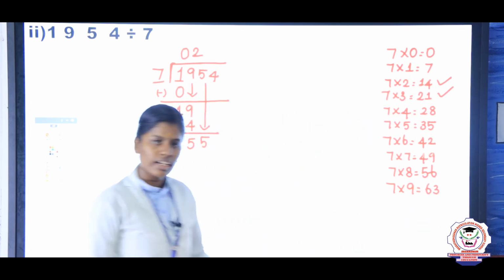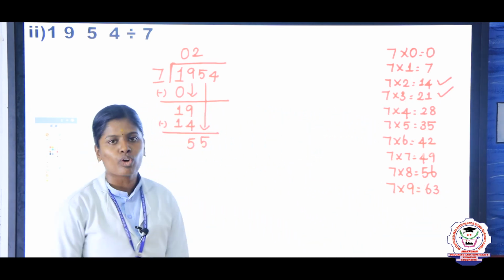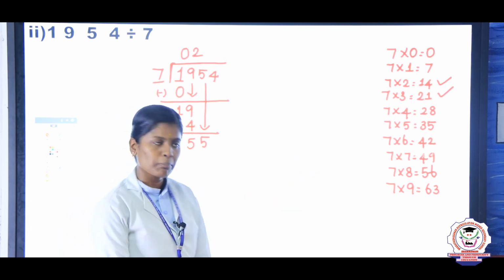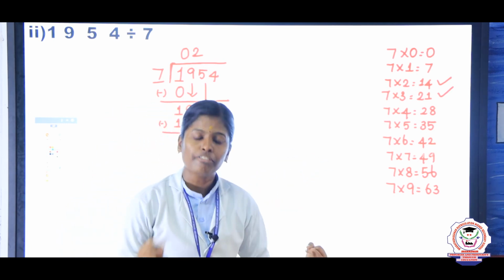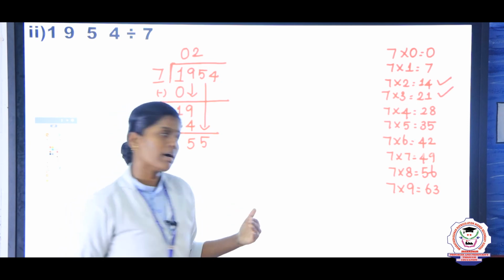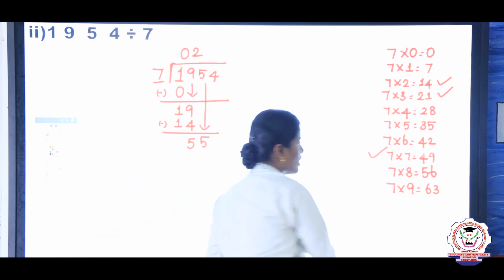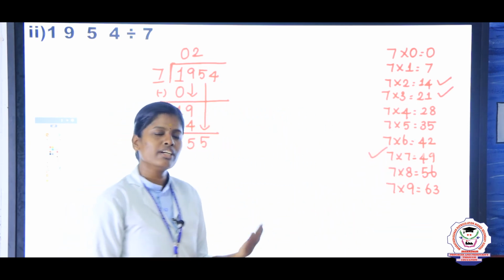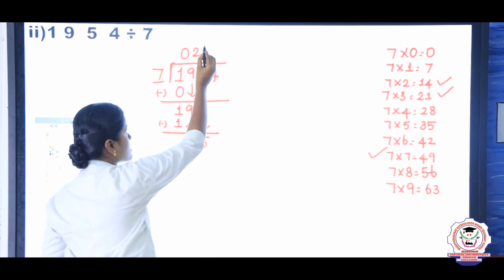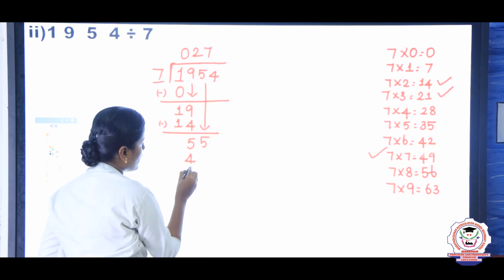Now we are going to check whether 55 is in the 7 table or not. So listen, children, in the 7 table we have 49 and 56. So we will take the smaller number, 49. So what is the quotient value? The quotient value is 7. Write 7 7s are 49.